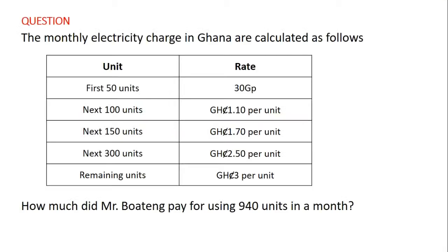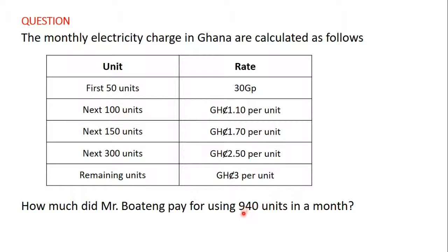The question for this video is, the monthly electrical charges in Ghana are calculated as follows. In this two-column table, the first column contains the groups of units of electricity used, and the second column contains the corresponding rates. The question wants us to calculate the amount of money Mr. Boateng will pay for using 940 units of electricity in a month. So we are going to use these rates to calculate the amount of money Mr. Boateng will pay as electricity bill for using 940 units of electricity in a month.